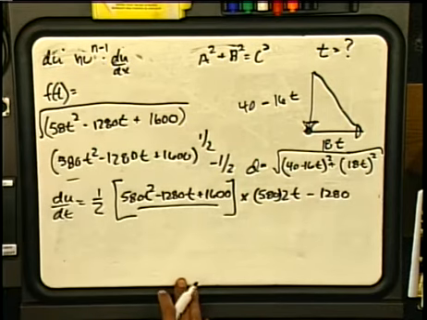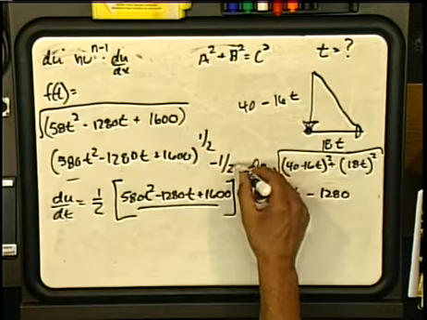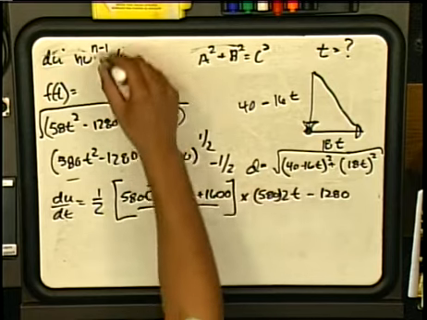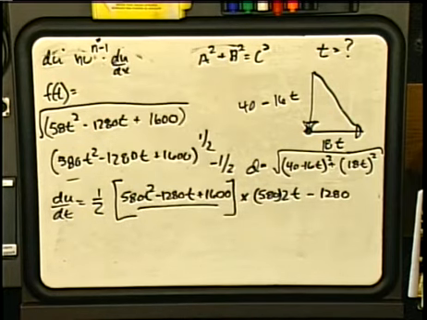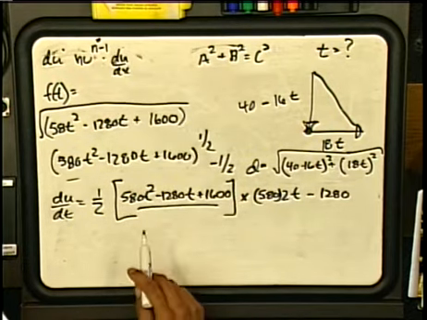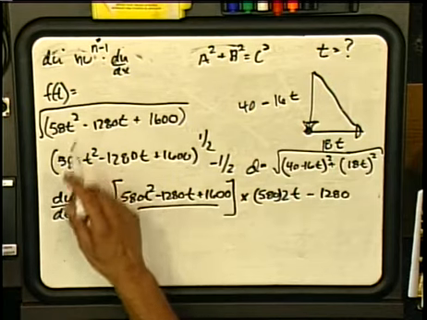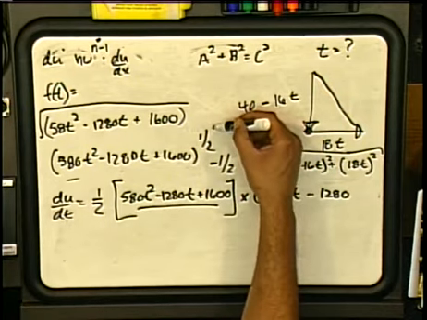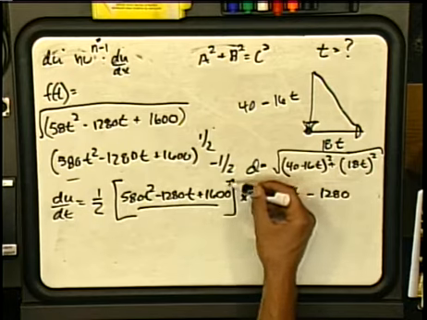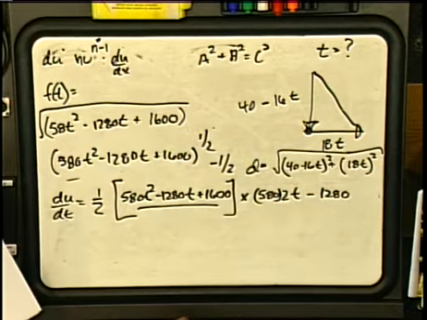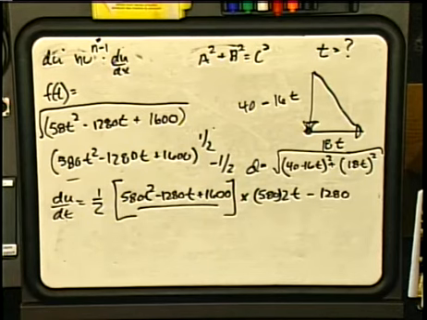What's that negative 1/2? That's n minus 1 right here for the chain rule. And that's on the du dt? Yeah, it's on that one, right? No, it's on this one down here. Okay. It goes down here.